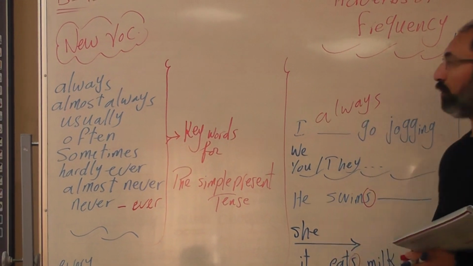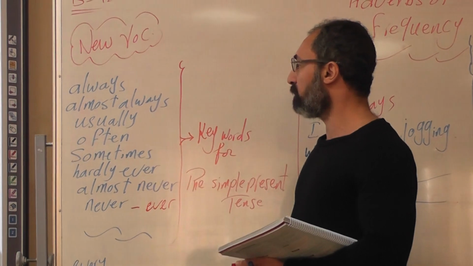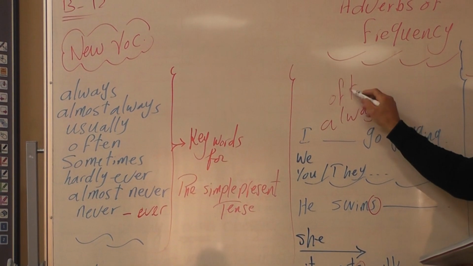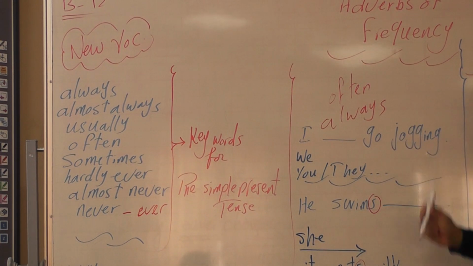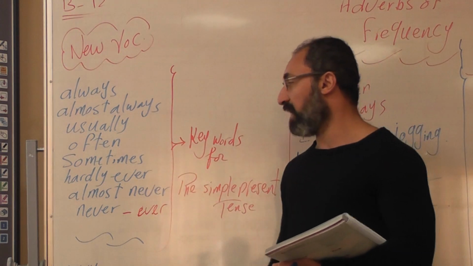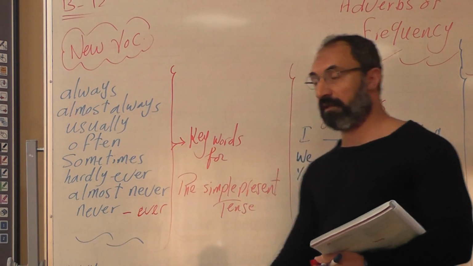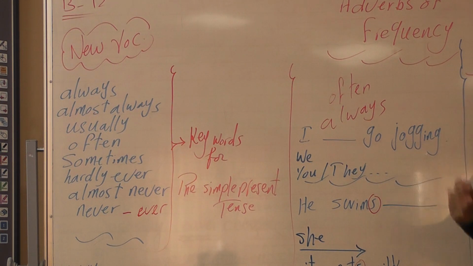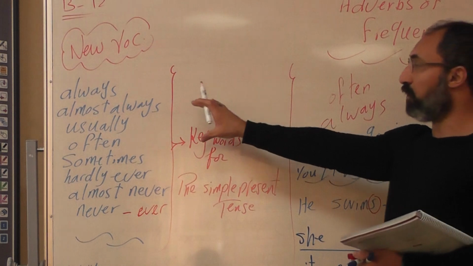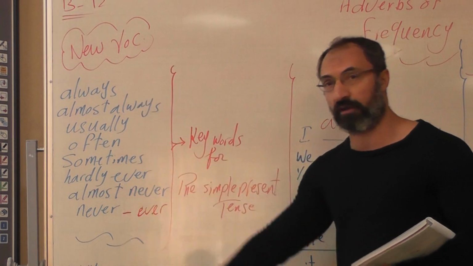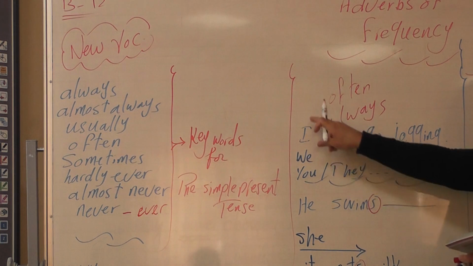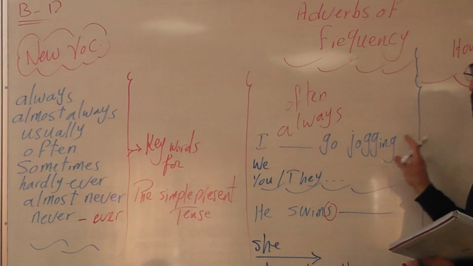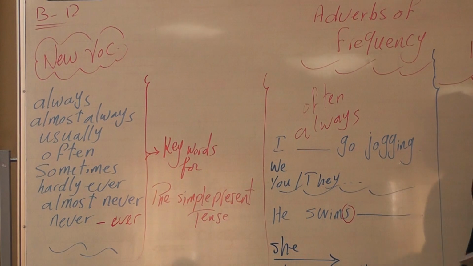If we change always for any of these adverbs, for example, often: I often go jogging. One more adverb of frequency we can say, why not? Never, for example. I never go jogging. So, to refresh our minds again, any adverb of frequency here, written on our board, should come between the subject and the verb. Not after the verb, not at the end of our sentence. No, between the subject and the verb.